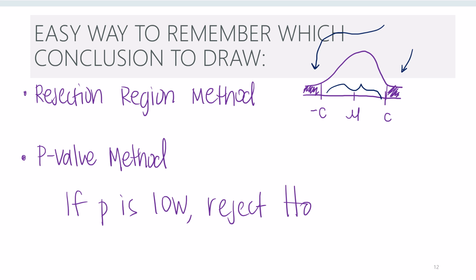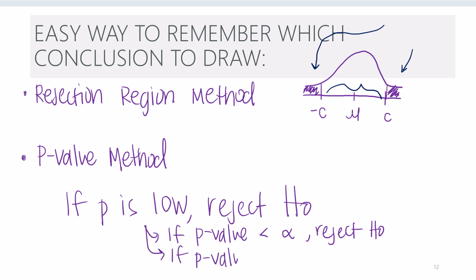So what does that mean? That means if your p-value, which is something that your calculator will tell you, is less than your alpha level, you reject H0. If your p-value is greater than or equal to your alpha level, you fail to reject H0.